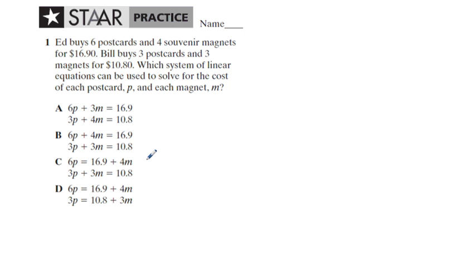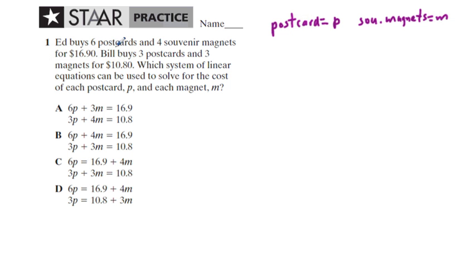Okay, now STAAR practice. And we're going to go through 5 problems here. Ed buys 6 postcards and 4 souvenir magnets. By the way, go ahead and pause the video, solve the problem, and restart to see if you got it right. So postcard is equal to P, and then souvenir magnets is equal to variable M.